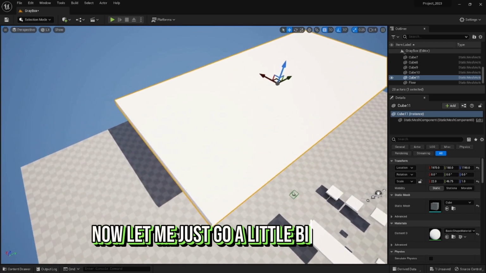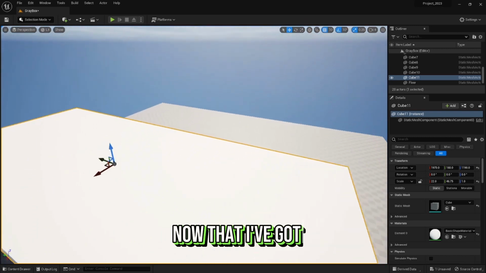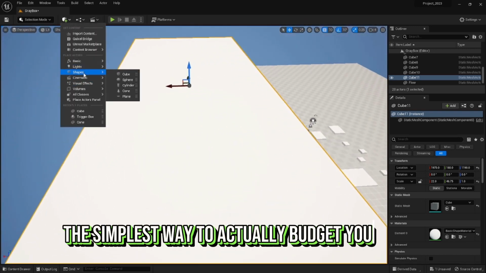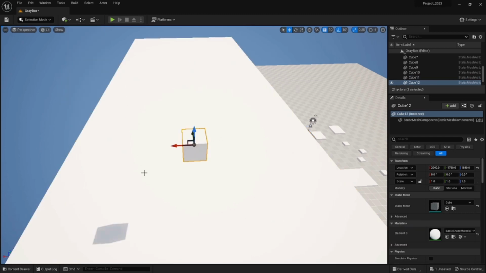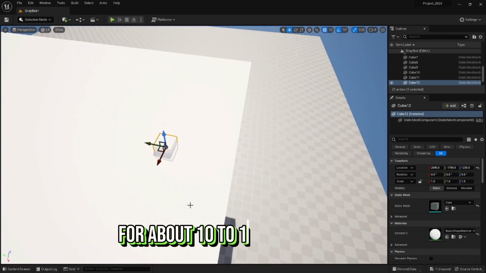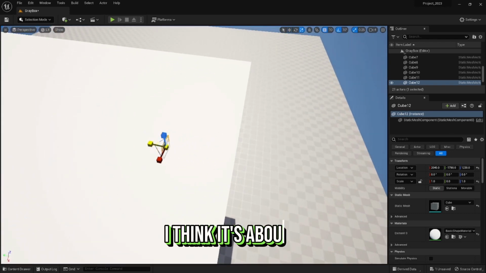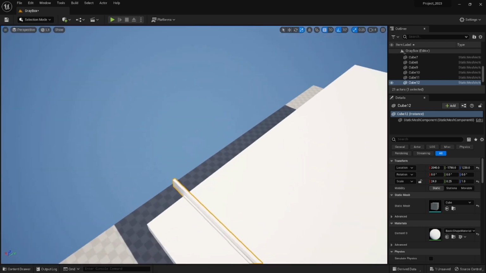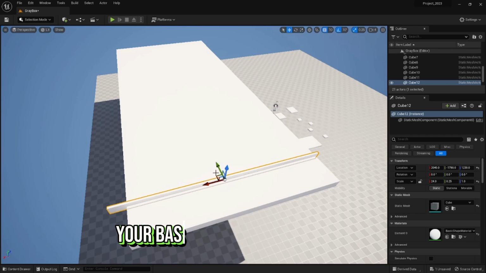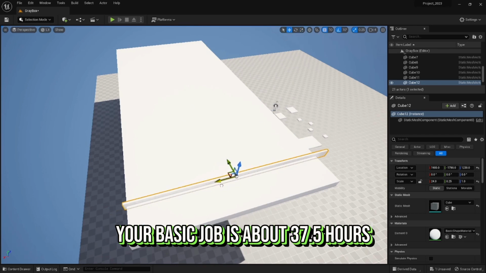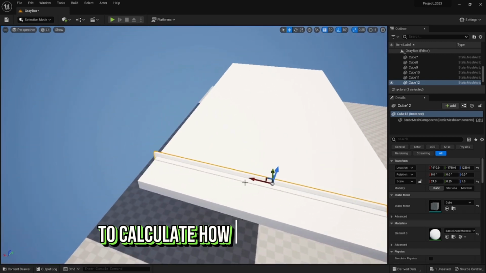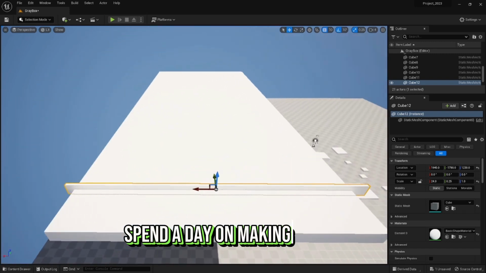Now let me go a little bit deeper on the budget idea, now that I've got a little bit more experience. The simplest way to budget your game is to figure out what job you're working as. Let's say you're working a minimum wage job for about, I don't know, £10 an hour, I think it's about. And you're also doing this on the side. Now your basic job is about 37.5 hours. Now you just have maybe a couple hours in between.